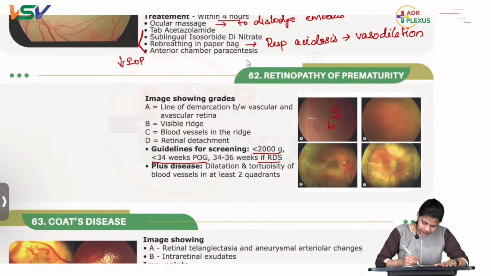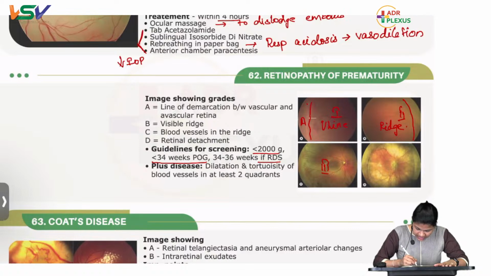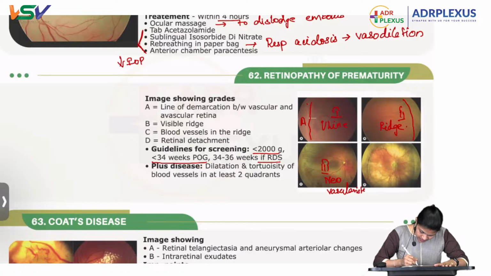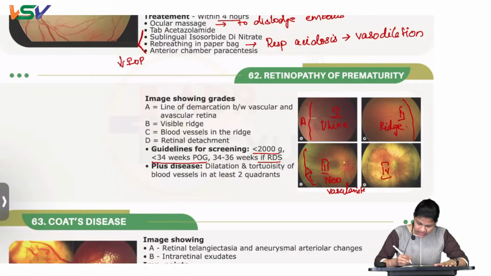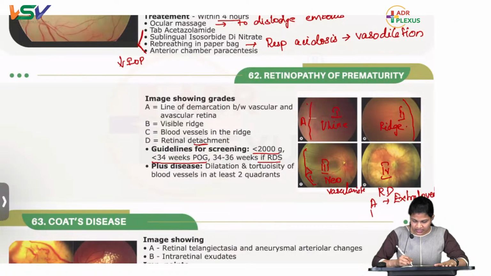So stage 1 has a line. Okay, this line of demarcation between the vascular area and avascular area. Stage 2 has a ridge, an elevated thing between the vascular and the avascularized area. Now, stage 3 is neovascularization. Okay, neovascularization, you can see the blood vessels in this ridge. Okay, and stage 4 is retinal detachment. Now, 4A is extrafoveal retinal detachment, and stage 4B is foveal retinal detachment.